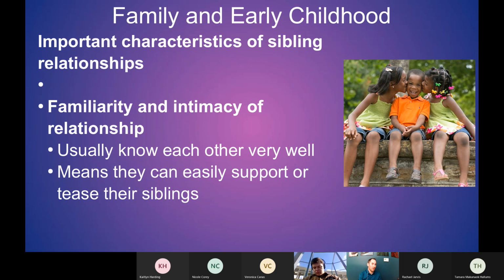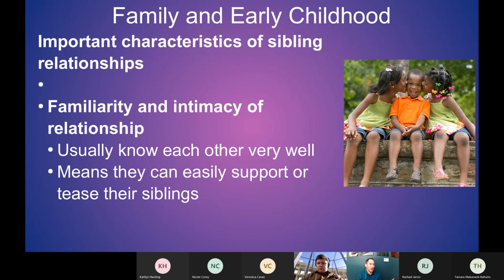So my kids both know their favorite things that each other likes, their favorite shows or their favorite toys at my children's age. In adolescence, they probably know before the parents the crushes that the other sibling has, things like that. So siblings usually know each other pretty well, which can lead to a lot of emotional as well as physical support for their sibling. But it can also lead to more teasing of their sibling.